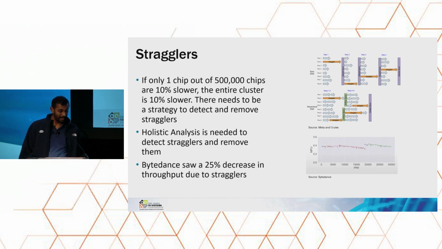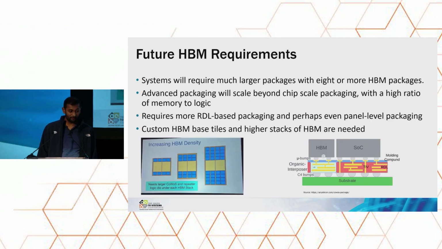So people do that. And there's a paper from ByteDance that showed they have a 25% decrease due to these stragglers, these slow GPUs. So dealing with reliability, fault tolerance, and making all chips perform the same is very, very important as well. Otherwise, you're going to lose performance.